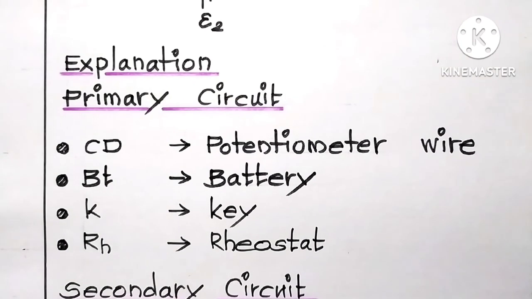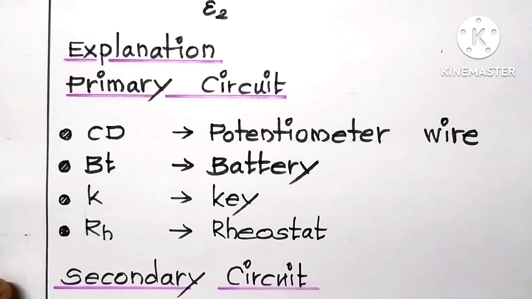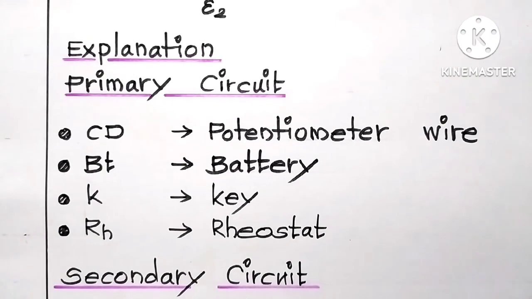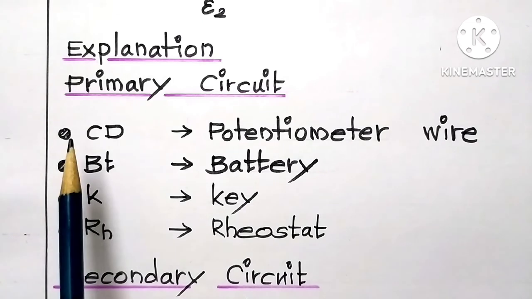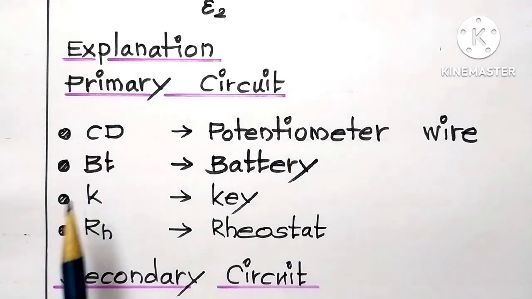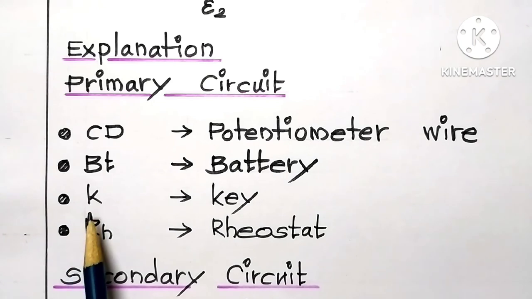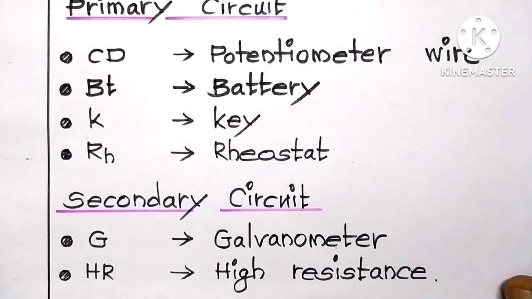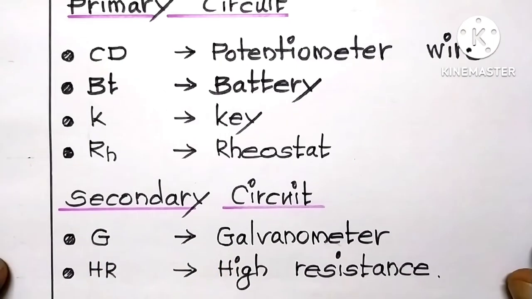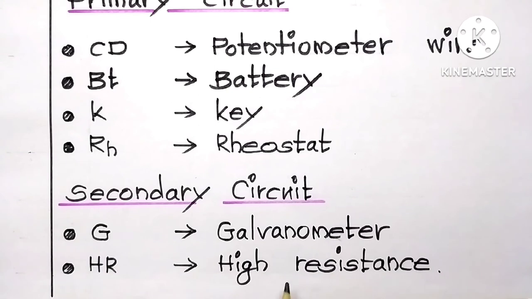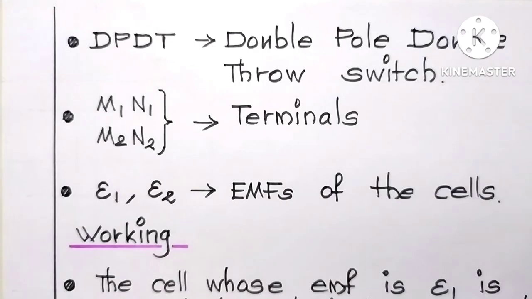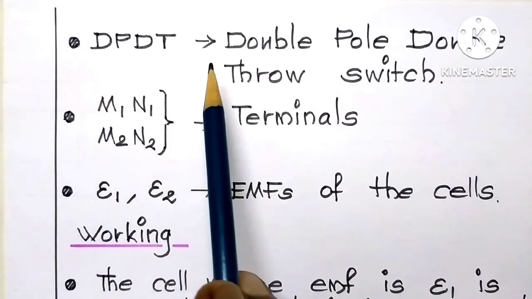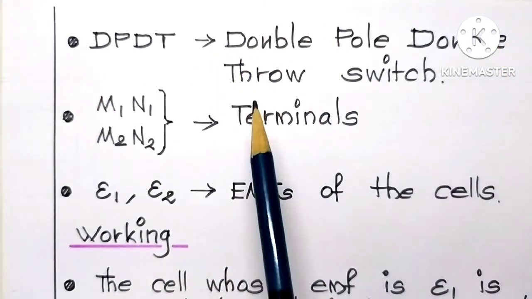Explanation: primary circuit. In the primary circuit, we can find the following things, that is CD potentiometer wire, BT battery, K key, RH rheostat. In the secondary circuit, we do have G galvanometer and HR high resistance, and DPDT, it means double pole double throw switch.